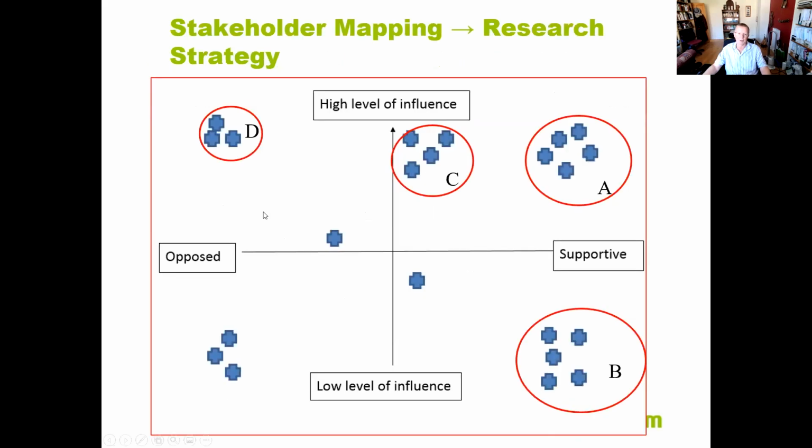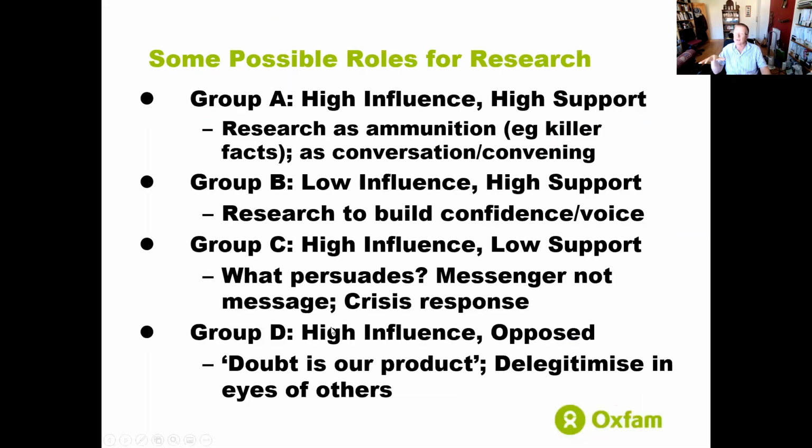And then the final group is people who are influential and opposed, probably not worth bothering with. You're not going to convince climate change deniers to change their minds, but you might want to weaken them, divide them, peel off some of their allies, make them look ridiculous, possibly, but I wouldn't say it's necessarily a top priority.